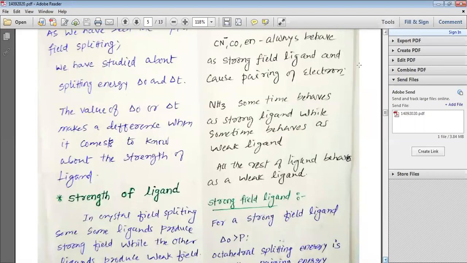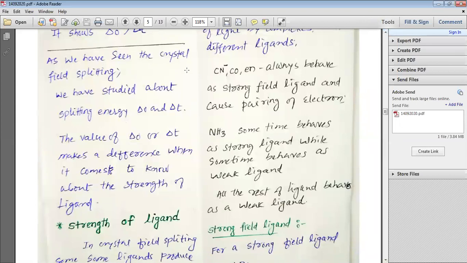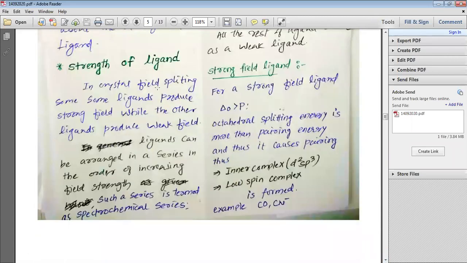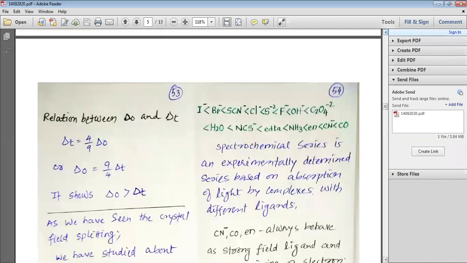As we have seen in the crystal field theory, we studied the splitting energy delta O and delta T. The value of delta O or delta T makes a difference when it comes to the strength of ligand. So now we are going to study the strength of ligand. In crystal field splitting, some ligands produce a strong field while other ligands produce a weak field. Ligands can be arranged in a series in the order of increasing field strength. Such a series is called the spectrochemical series.